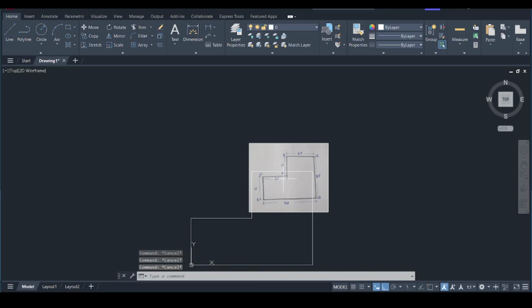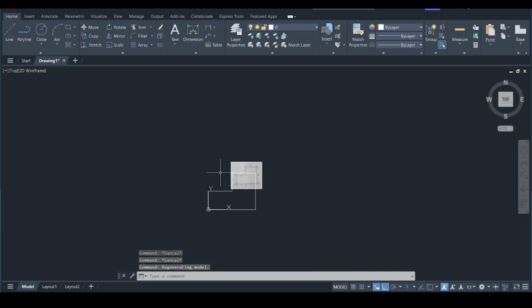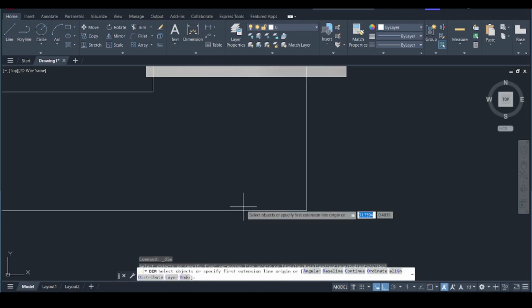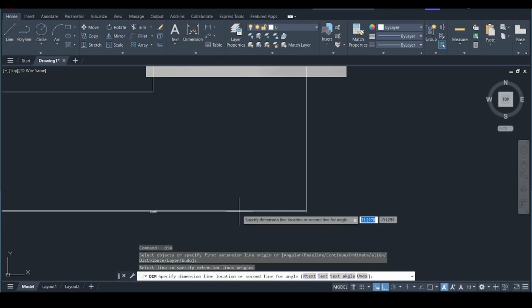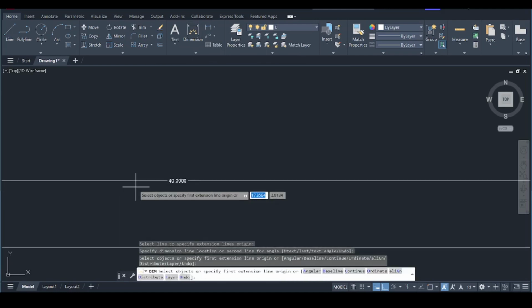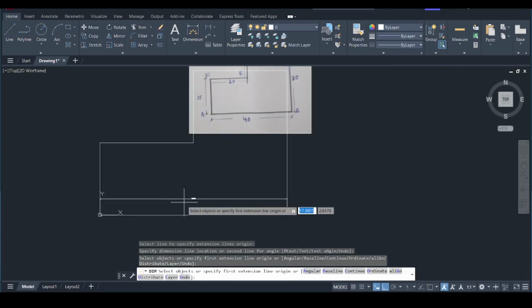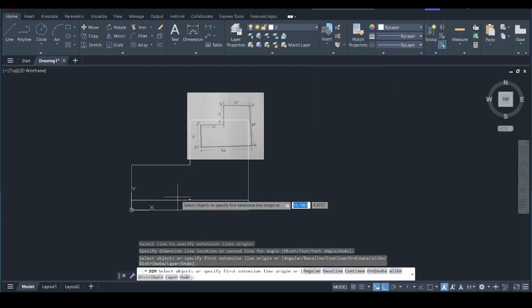So we have to press escape to come out of the line command. Now we have to check whether it is right or wrong. So click on dimension. Notice the dimension, it is exactly 40. So this has been drawn correctly. If you have any question about this, you must remember that dynamic input must be on.